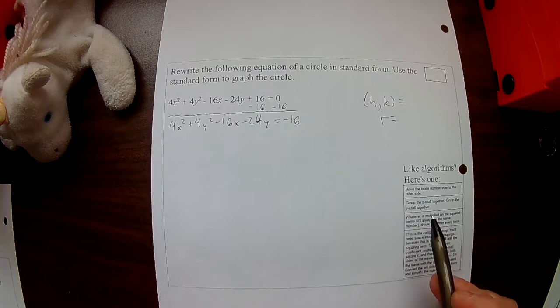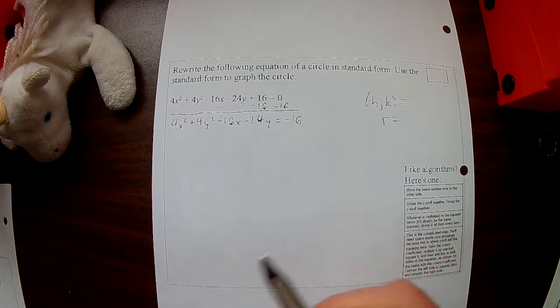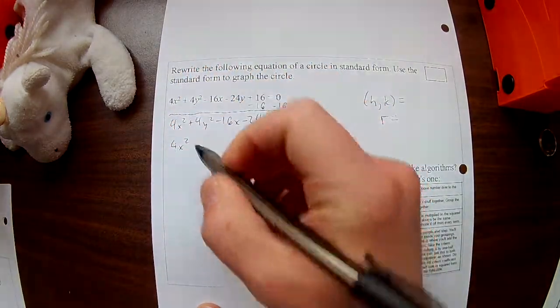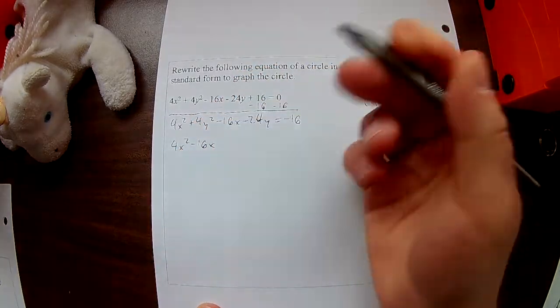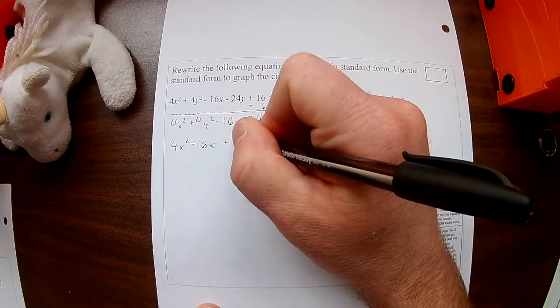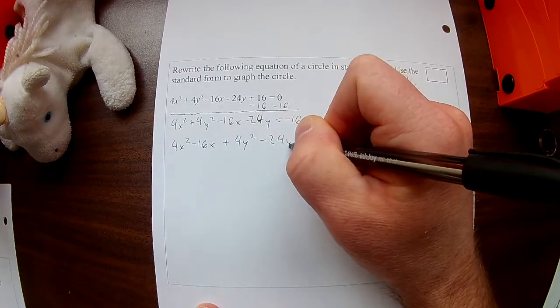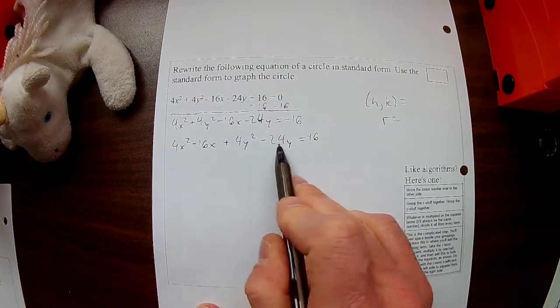Next step, you are going to group the x stuff together and group the y stuff together. What I mean by group it together is just literally put them in the same location. 4x squared minus 16x, you can just move those around. Commutativity of addition. Plus 4y squared minus 24y equals negative 16. So notice we've got all the x's together, all the y's together.